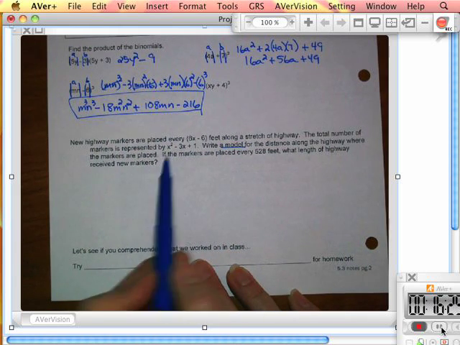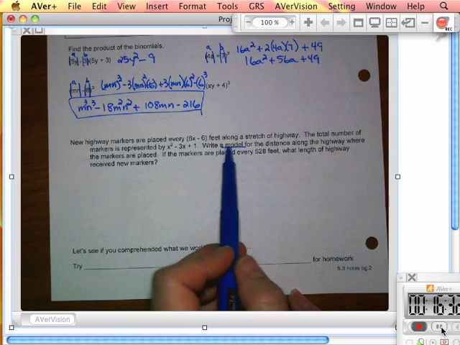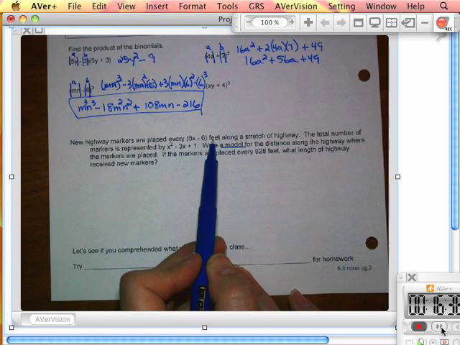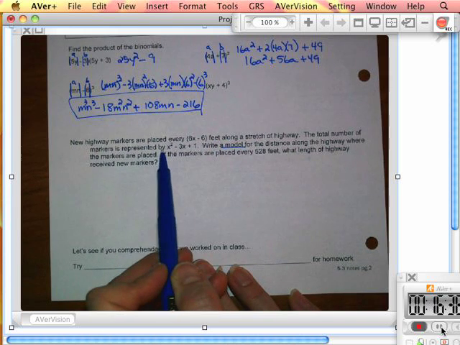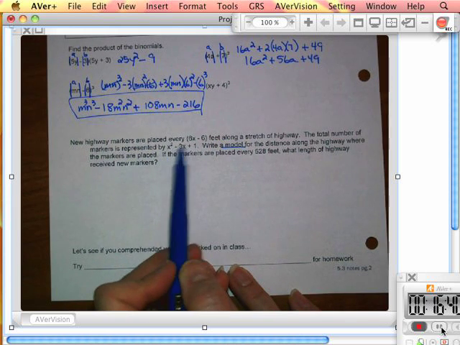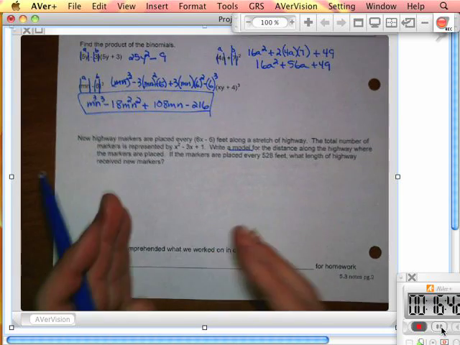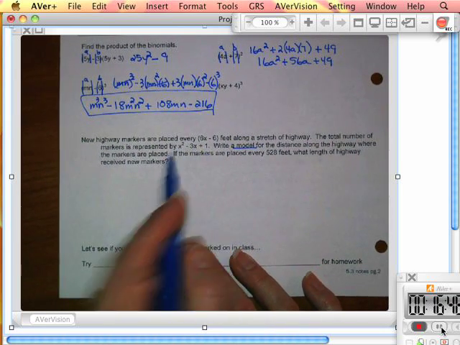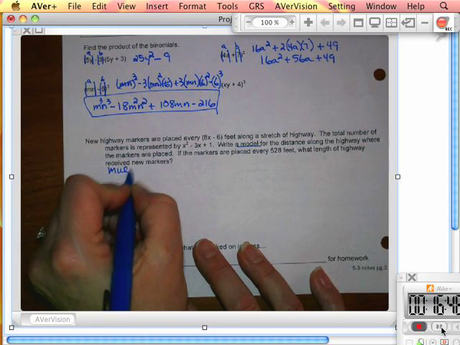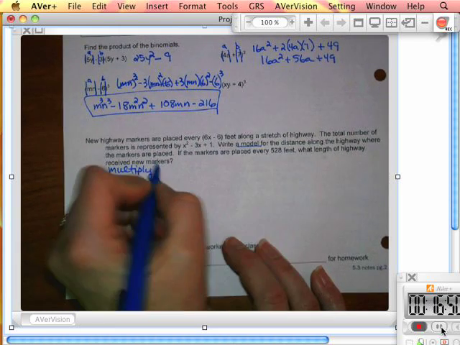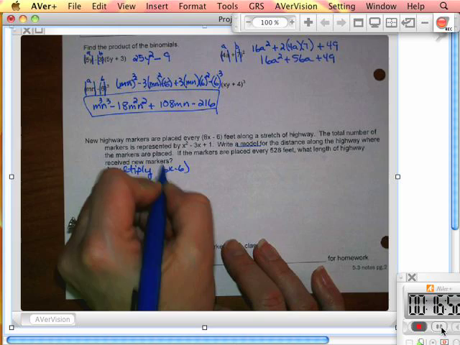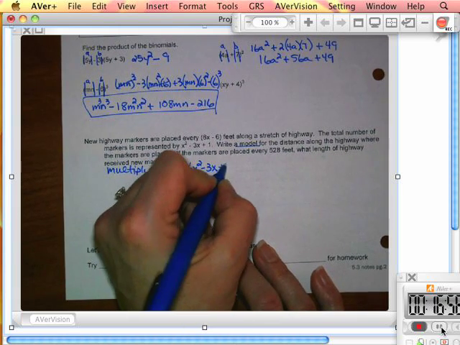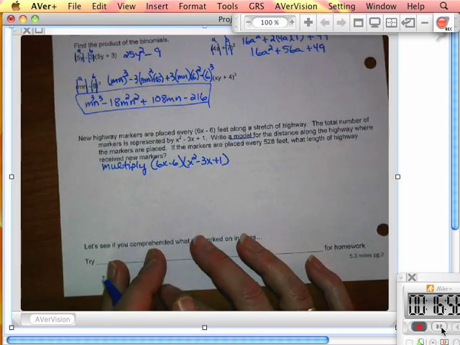So the first thing I need to know is that every 6x minus 6 feet was a marker, and the total number of markers is this. So I want to find out the total distance, which means I have to multiply this times this to find the total distance. And you have options. You can do it vertical or horizontal. I think I'm going to set it up vertical.